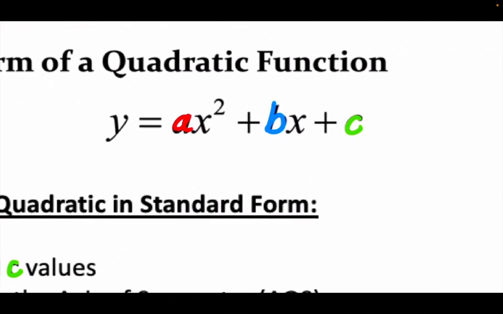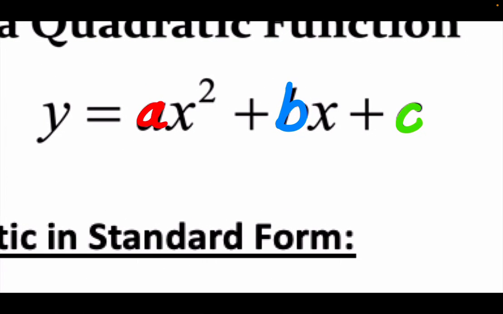Standard form looks like this, except A, B, and C will be numbers. They'll be positive, they'll be negative, some might be fractions, some might be decimals, but A, B, and C will always be a number. It could be 0. The number in front of x squared is A, the number in front of x is B, and then the number by itself is C.